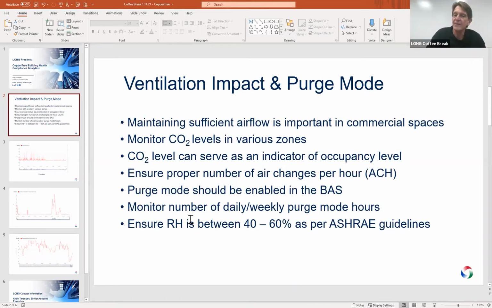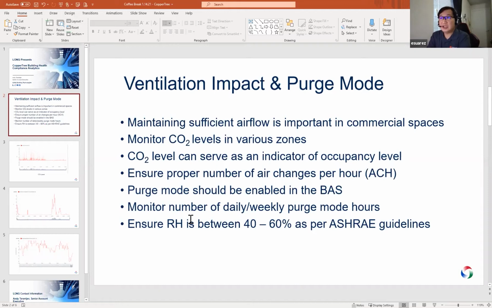Excellent. So a lot of buildings still, as of the moment, don't have occupancy sensors. Now, with occupancy sensors, what we could do is overlay the number of occupants within a particular zone or a particular room, and overlay the CO2 level.